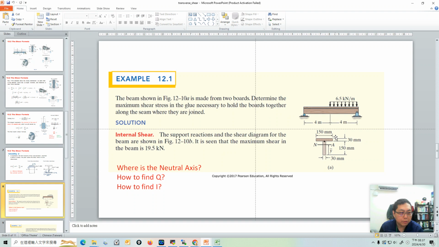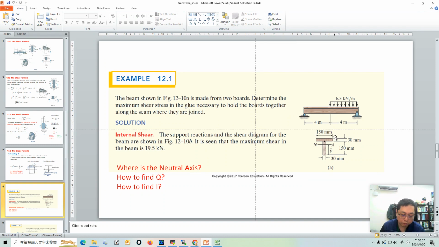And it says determine the maximum shear stress in the glue to hold these two boards. So that just means he put some glue on this surface and then attached it to the other board. Determine the maximum stress this glue has to provide to prevent the shear of these two boards.